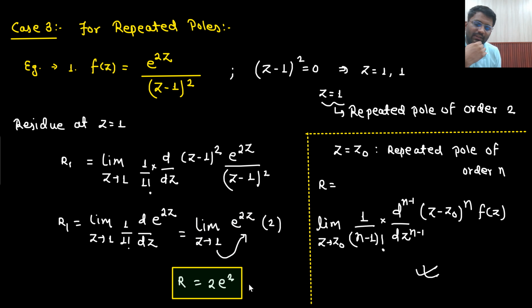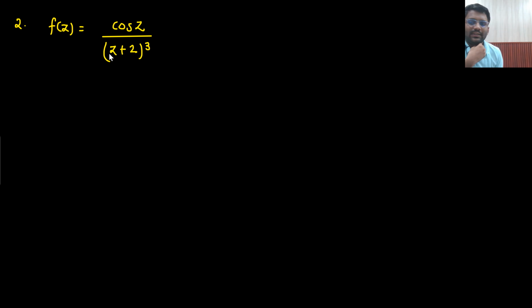Did you understand this point or not? E to the power 2z was there, you need to differentiate it 1 time. So 2 will come in front, 2 e to the power 2z, then you put z tending to 1, you put here 2 e to the power 2. 2e square is your answer. Understandable? Let's see the next question.